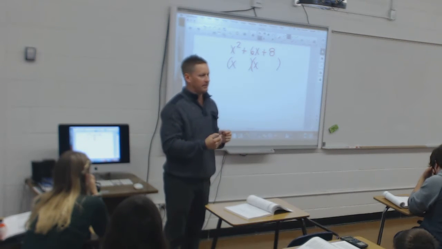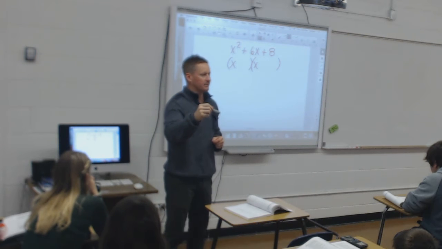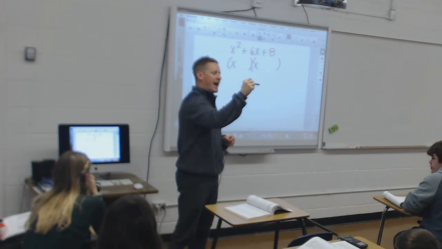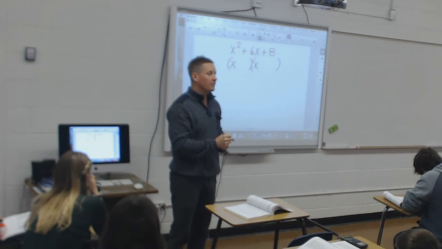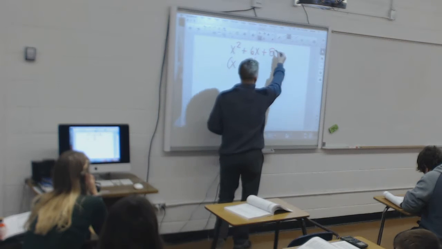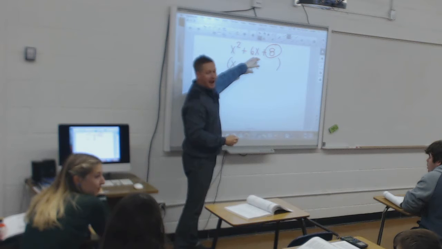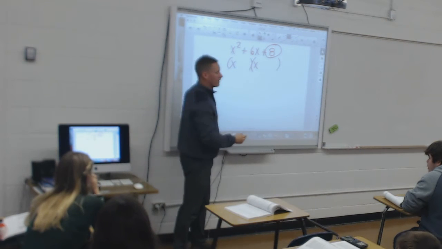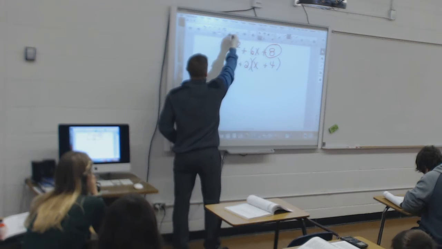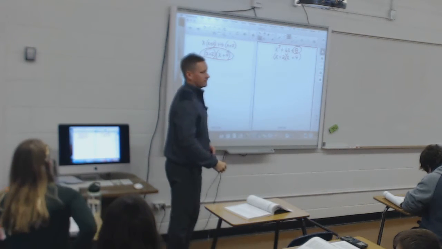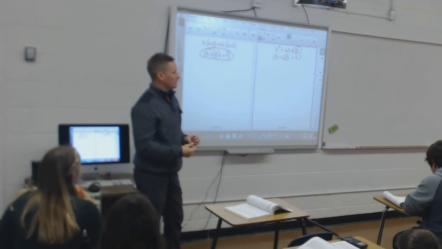Look at that 8 on the end there. What 2 values do I multiply to get 8, and add to give me 6? 2 and 4. You agree? What 2 values do I times and add to get the middle term? What are they? 2 and 4. And they're both positive. Look at that. Okay?